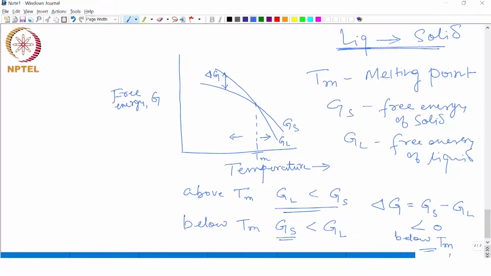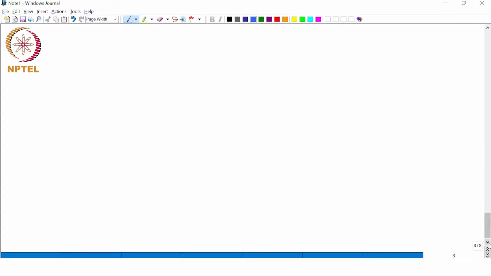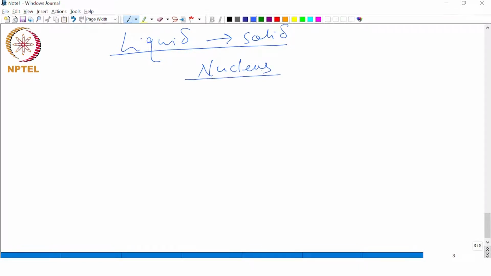Now, when the solid forms, it does not form at once. The solidification, or the formation of the solid particles, starts with a very small tiny particle. As I said before, the very first particle that forms as you cool it down below the melting point, that is known as the nucleus.